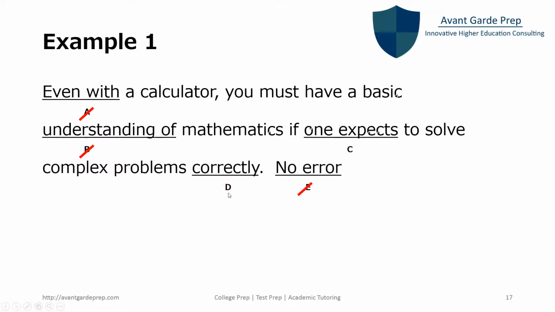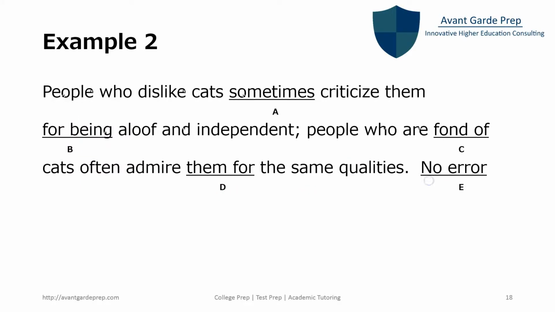We have correctly, which is an adverb, so what is it modifying? It's modifying solve. Solve is a verb, so this is used correctly. So D is not our problem. So it is C. And it does move, you know, that was very quick, but that's how you want to be moving through these ISE questions very quickly.